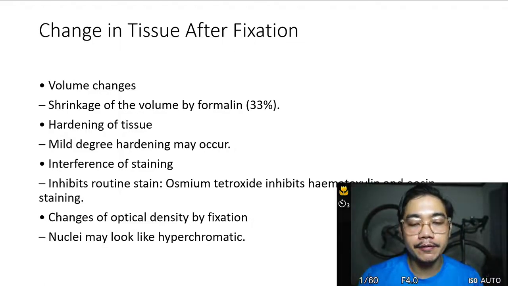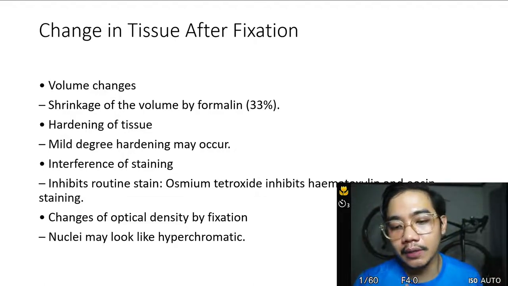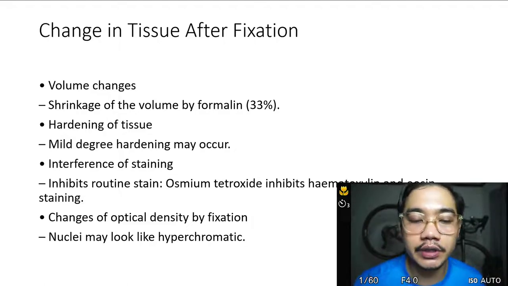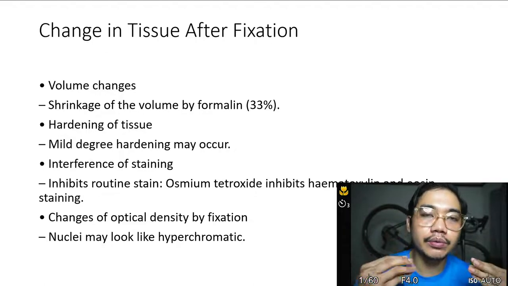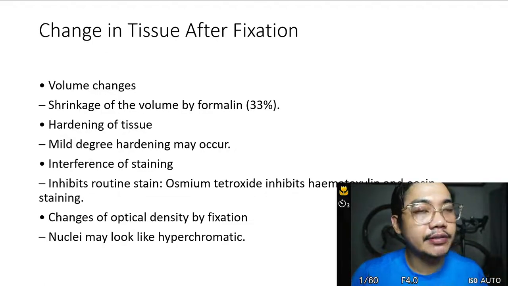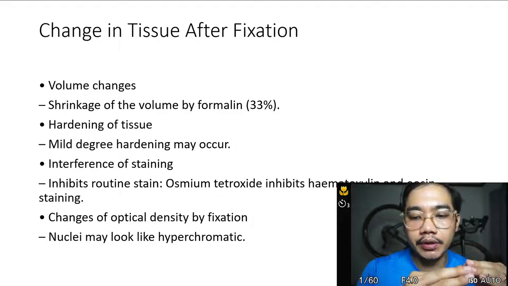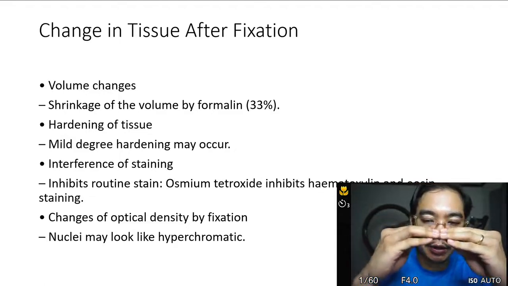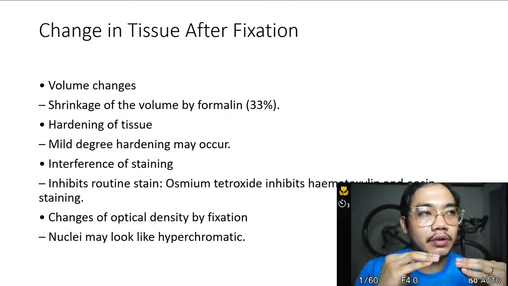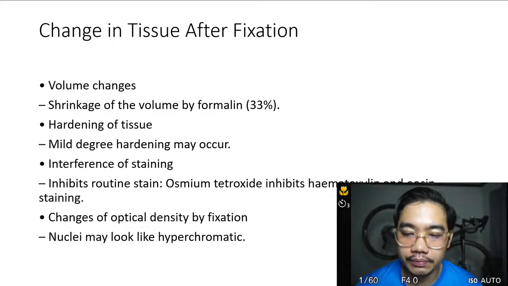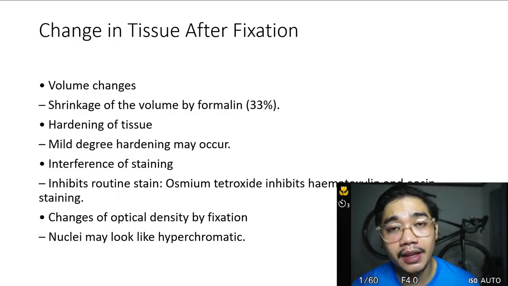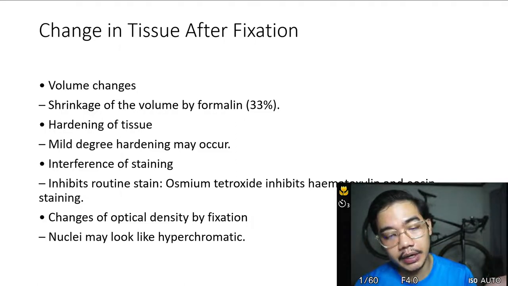And apart from that, like I said earlier, the mechanism of action of formalin to preserve the tissues is that it will try to make the cellular architecture more rigid. So more rigid and more compact, in a sense that there are tiny gaps within the scaffolding of your cell, it will try to compress it to make a more solid structure. So there is hardening of the tissue. Like I said earlier, it's due in part to the cross-linking of the proteins.